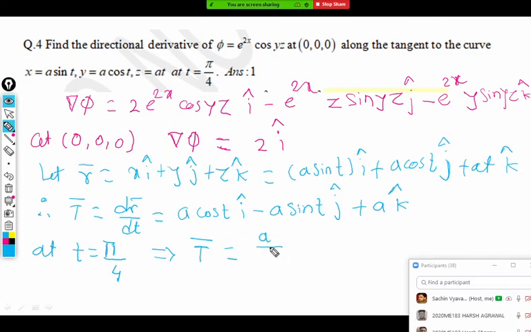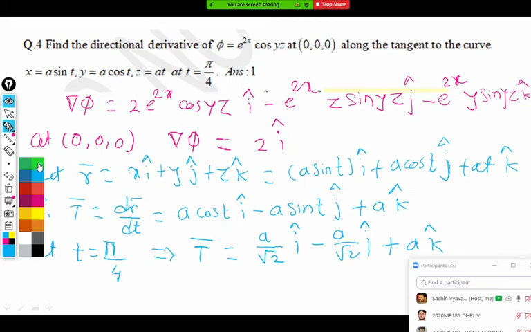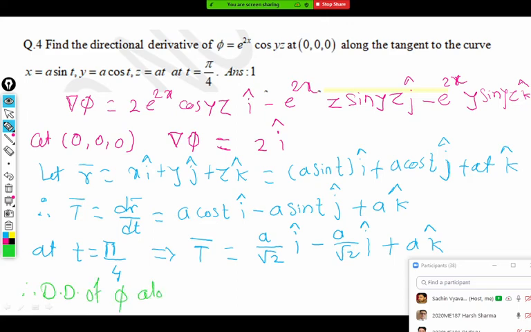By root 2. 1 by root 2, yes. 1 by root 2 i cap minus a by root 2 j cap plus a k cap. And what about the last step now? The last step we left is a component. Therefore, the directional derivative of phi along the unit vector of t bar is del phi dot t bar divided by the magnitude of t bar.